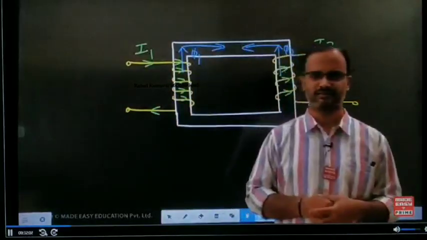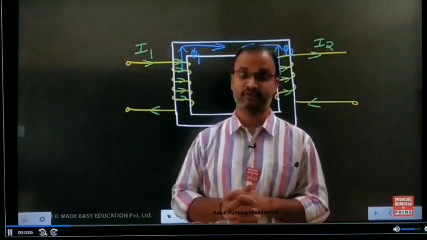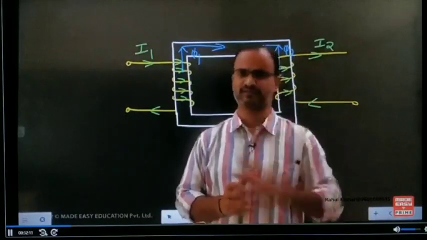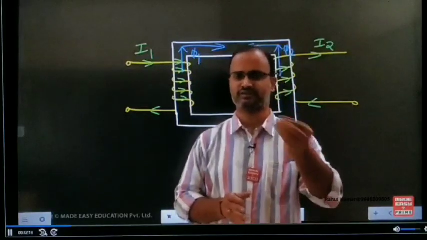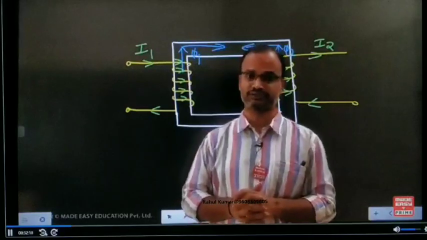But in a practical system, it is a little difficult every time to conclude the direction of fluxes. That's why, to conclude the sign for the mutual induced voltage in an easy way, one more simplified method was developed. There is a dot convention. With the help of the dot convention, we can easily conclude the sign of the mutual induced voltage.